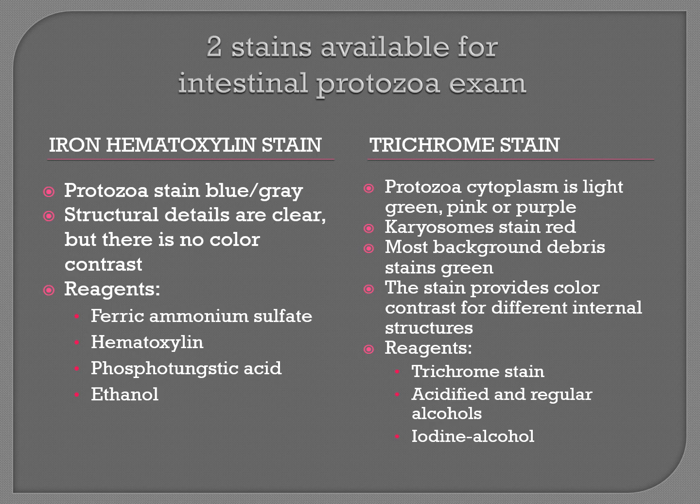The stain provides color contrast for different internal structures, and the reagents used are trichrome stain, acidified alcohol, and regular alcohol. We usually use 100% reagent alcohol, and our acidified alcohol is a mixture of glacial acetic acid and alcohol. And finally, the last reagent we use is a blend of iodine alcohol as well. Let's take a look at the trichrome procedure.